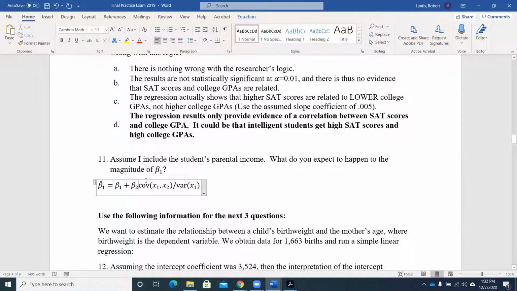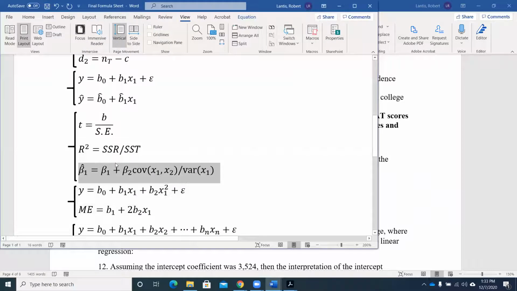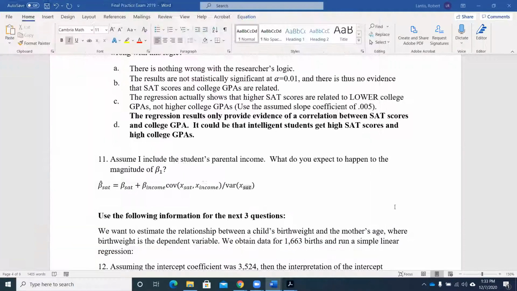So our x1 variable is SAT. The coefficient estimate we get for the relationship between the SAT and the GPA is that. Let's say the second variable was parental income. So our first variable was SAT, our second variable was parental income. I'm just writing this out in the context of our example, and I think that would be a good way to do it on the exam as well: look at this general equation for the bias and then write it out in the context of your example.